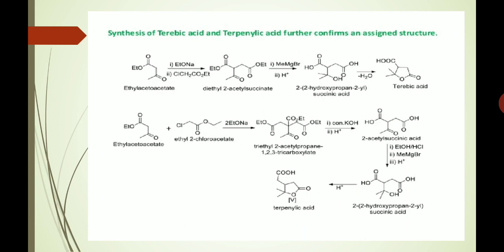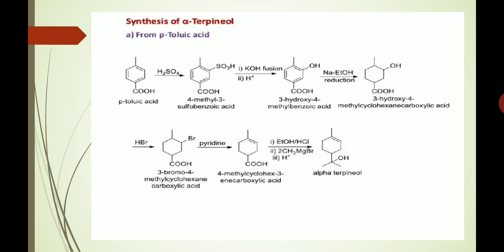Now, since we have seen two intermediate compounds, that is terebic acid and terpenoylic acid, we have to establish or confirm their structures by their corresponding synthesis. So in this slide I have shown the synthesis of terebic acid and terpenoylic acid. Now we have established the probable structure of alpha terpineol. Now the structure of alpha terpineol is finally confirmed by its synthesis.